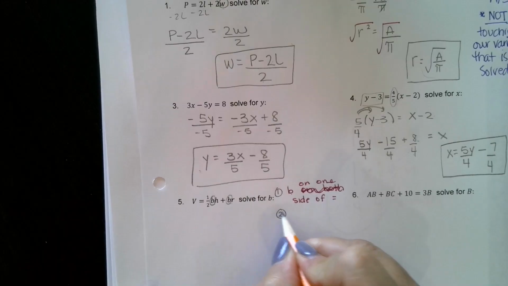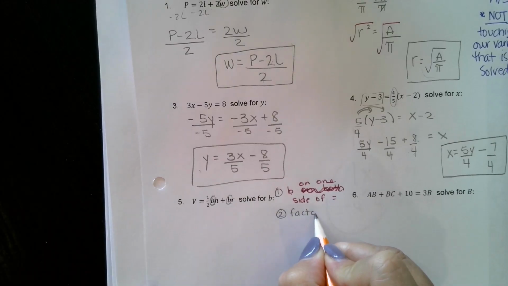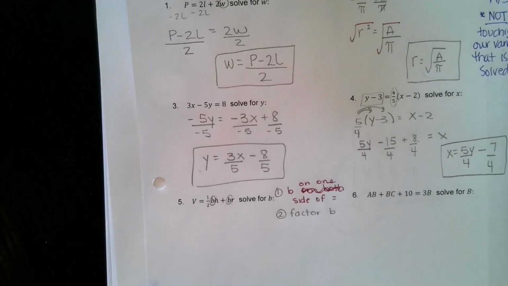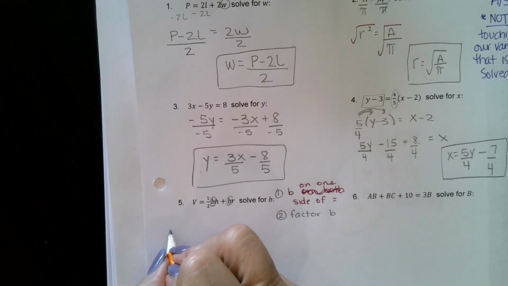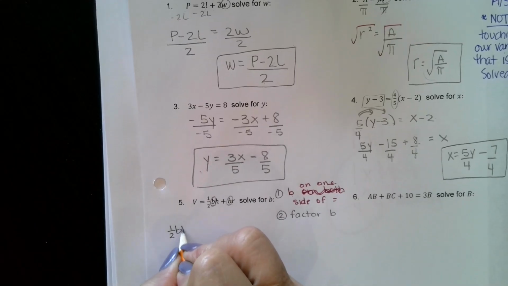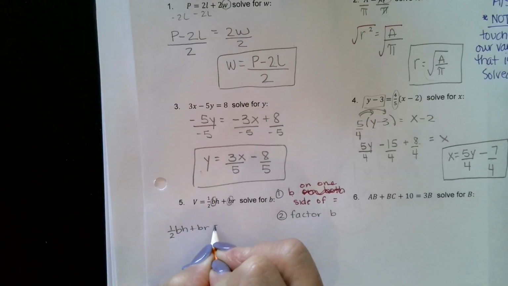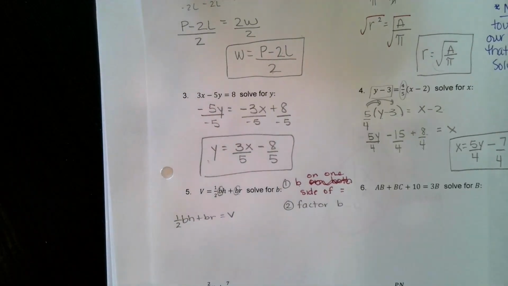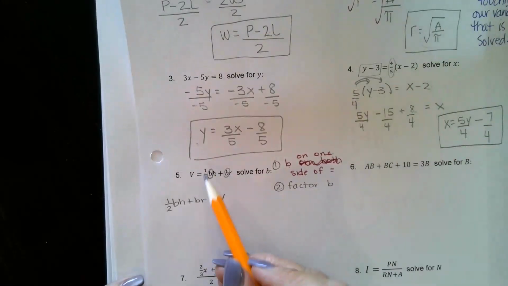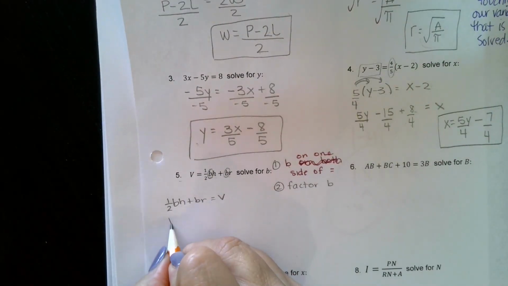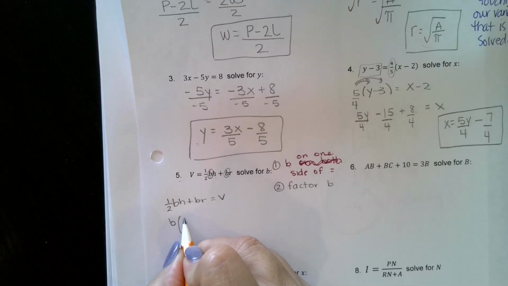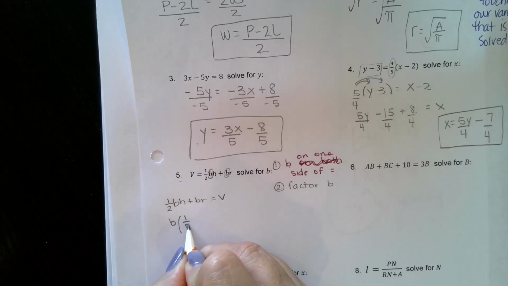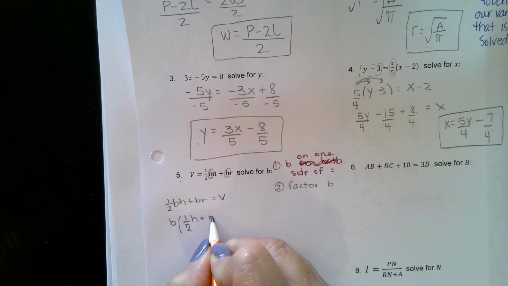Step 2 is that I'm going to factor b. So I'm going to rewrite this, and I'm going to have 1/2 BH plus BR equals V, just because my brain works better this way. You don't have to do that step. All I did was flip these. I'm going to factor B out of my equation. When I do that, I have B times (1/2 H plus R).